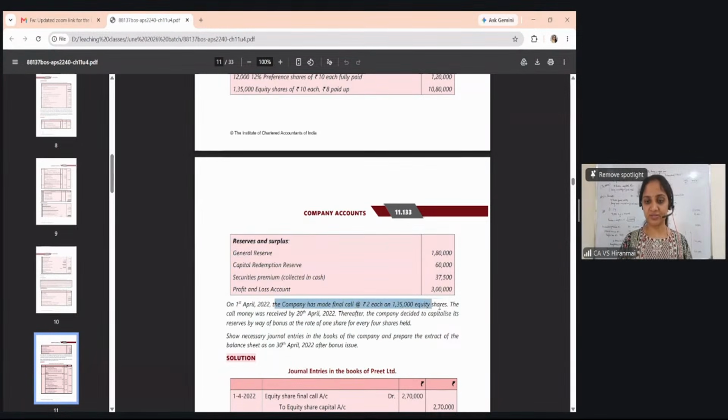The company has made a final call of rupees 2 on each of the 1,35,000 shares and decided to do the capitalization at the rate of 1 for every 4 shares held. So instead of 90,000 shares, now it is 1,35,000 shares divided by 4. I want you people to try this as homework.